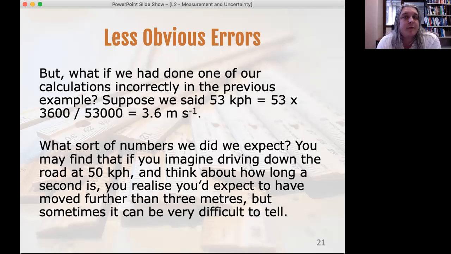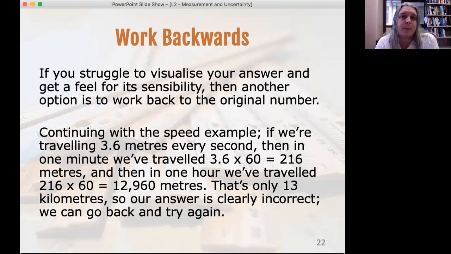You may find that if you visualize it, you can think about how long a second is and how far you're moving each second and realize you might expect to go a bit further than 3 meters. But if you can't, one other possibility is to work backwards. Take your answer and just spend a second calculating back to where you started from. If you have the answer that you're traveling 3.6 meters every second, then in a minute you've traveled that times 60, which is 216 meters. And then in an hour you've traveled that times another 60, which is 12,960 meters. So you've only traveled 13 kilometers in an hour.